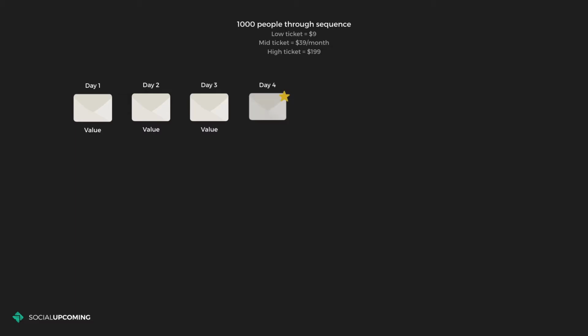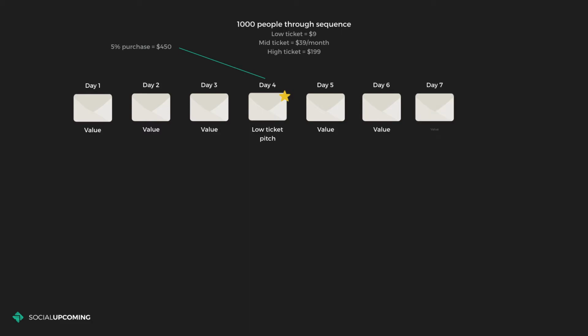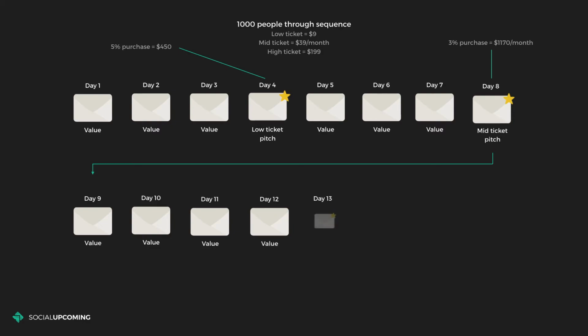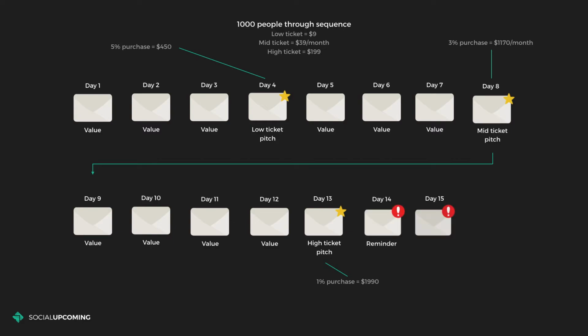On day number 4, we would pitch this low ticket product and 5% would purchase the product. That equals $450. And the mid ticket product would be a $39 a month subscription. On day 8, about 3% would purchase it. So that's $1,170 a month. And after providing 4 more days of value, we would promote a high ticket product valued at $199. Then 1% would purchase this product on the pitch.